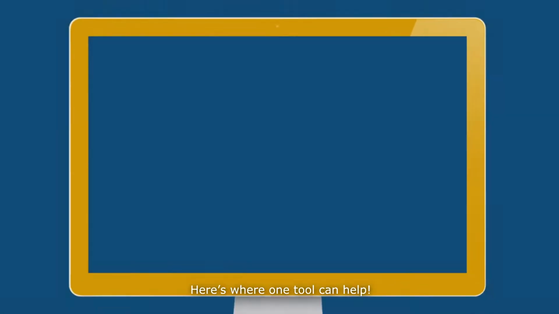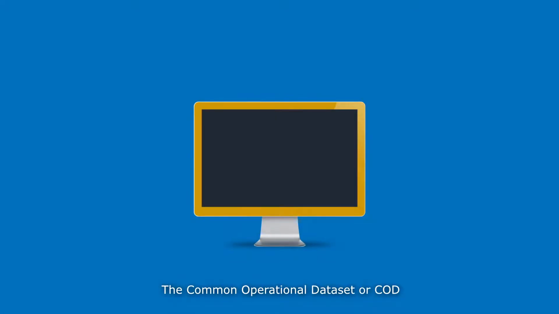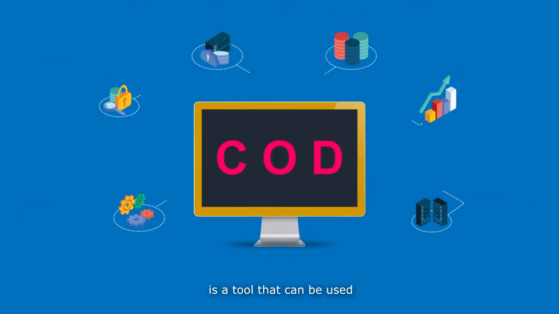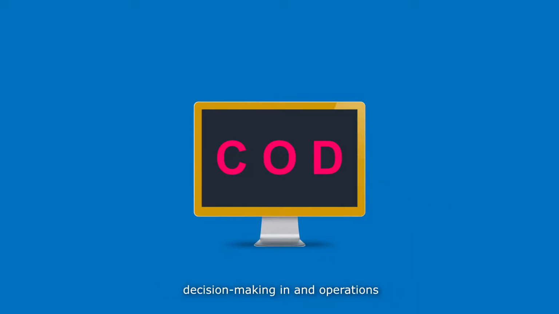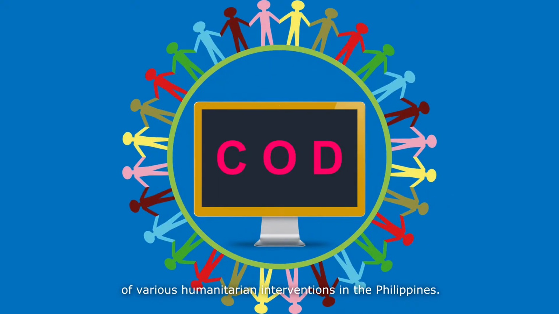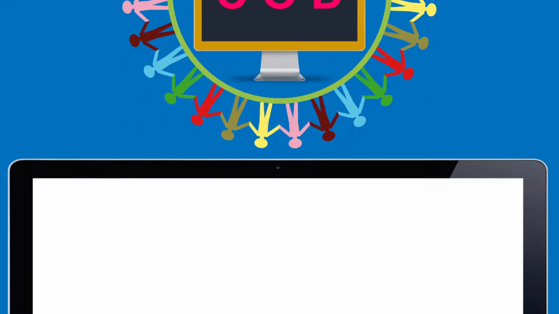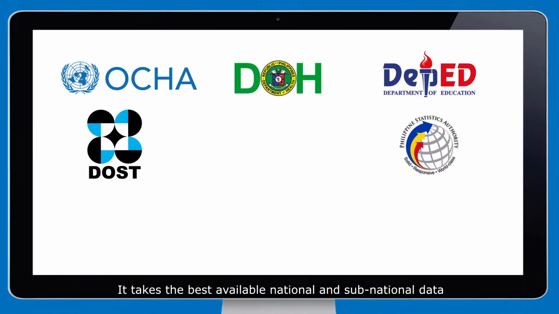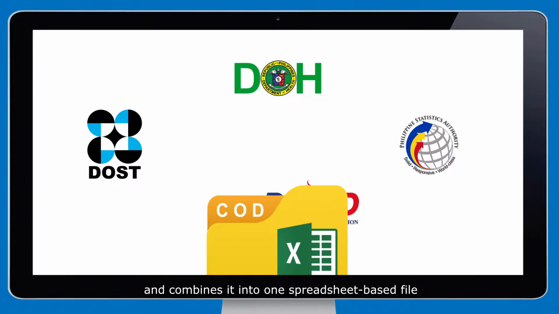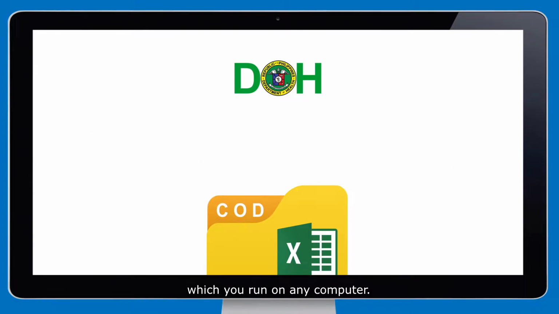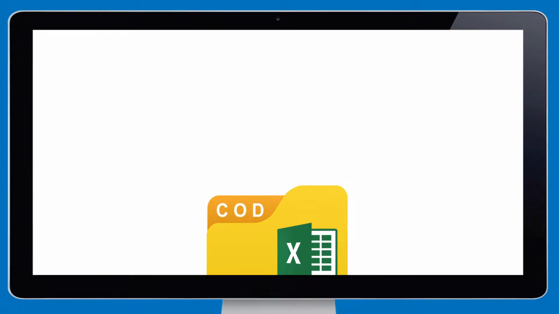Here's where one tool can help. The Common Operational Dataset, or COD, is a tool that can be used to retrieve information necessary to support decision-making and operations of various humanitarian interventions in the Philippines. It takes the best available national and subnational data from different government agencies and combines it into one spreadsheet-based file which you run on any computer.